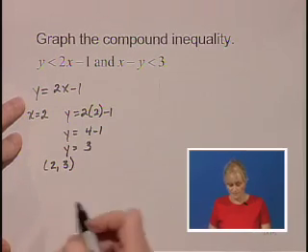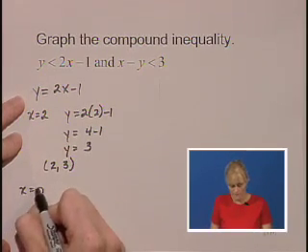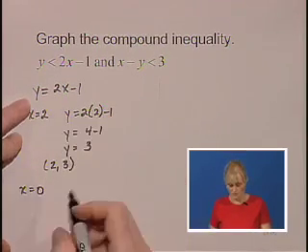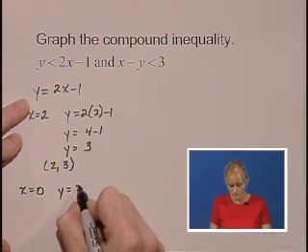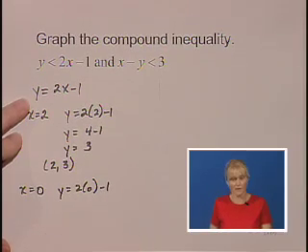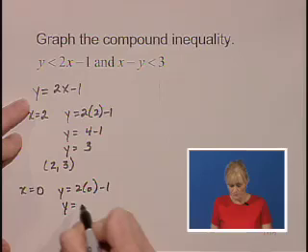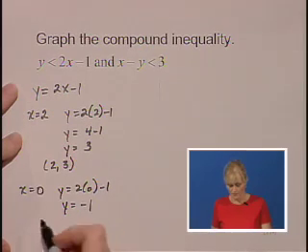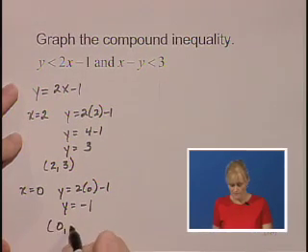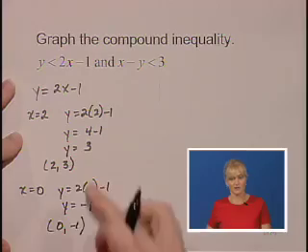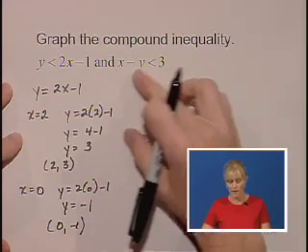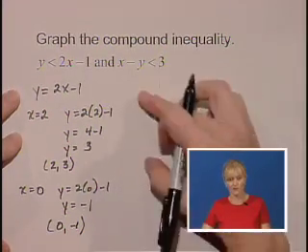Now we're going to let x be 0. We'll substitute that into our original equation. y is equal to 2 times 0 minus 1, and we'll have y is equal to negative 1. So our second point is 0, negative 1. These are to graph our boundary lines. We now need to move to the next inequality. We need to do the same process.